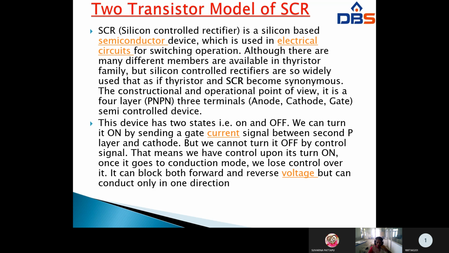We can turn it on by sending a gate current signal between the second P layer and the cathode, but we cannot turn it off by a control signal. That means we have control only until it is turned on. Once it is in conduction mode, we lose control over it. So it can block both forward and reverse voltage, but can conduct only in one direction.